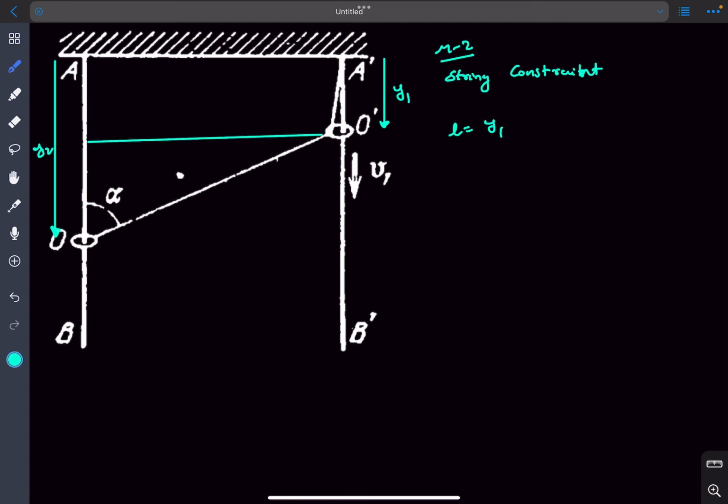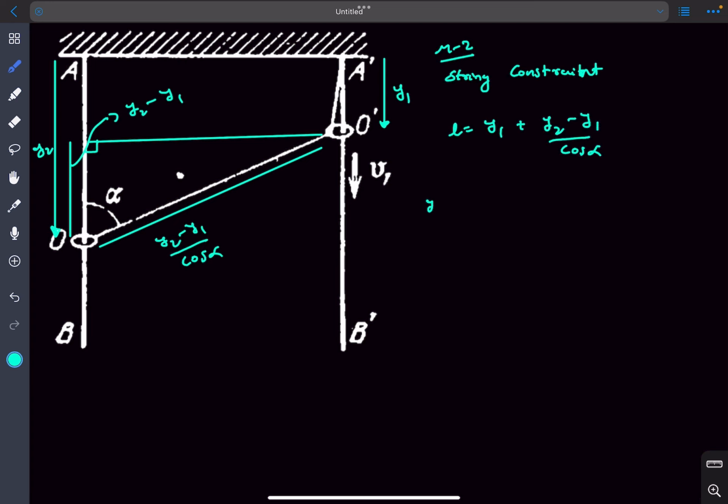For that, let's just complete this right triangle. So this length over here is going to be y2 minus y1. And now using trigonometry, we can say the hypotenuse of this triangle is going to be y2 minus y1 divided by cos alpha. So the total length of the string, on top of y1, we have y2 minus y1 upon cos alpha. So y1 dot, or dy1 by dt, is given to us as V1. So now all we have to do is differentiate this and set this value equal to 0. And from here we can get the value of y2 dot, which is the required answer.